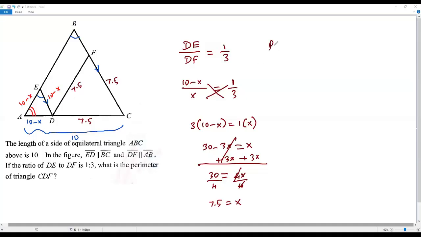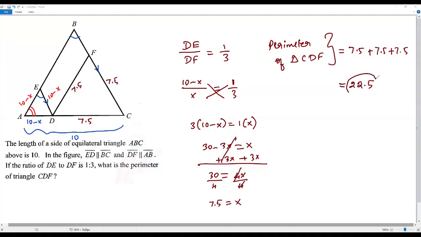Okay, now let's get the perimeter of the triangle CDF. Let me write it over here, triangle CDF. Okay, now to get the perimeter of the triangle CDF, I have to add the lengths of all the 3 sides over here. That is 7.5 plus 7.5 plus 7.5. When I add them, I am getting 22.5. Therefore, the perimeter of our triangle CDF is 22.5.